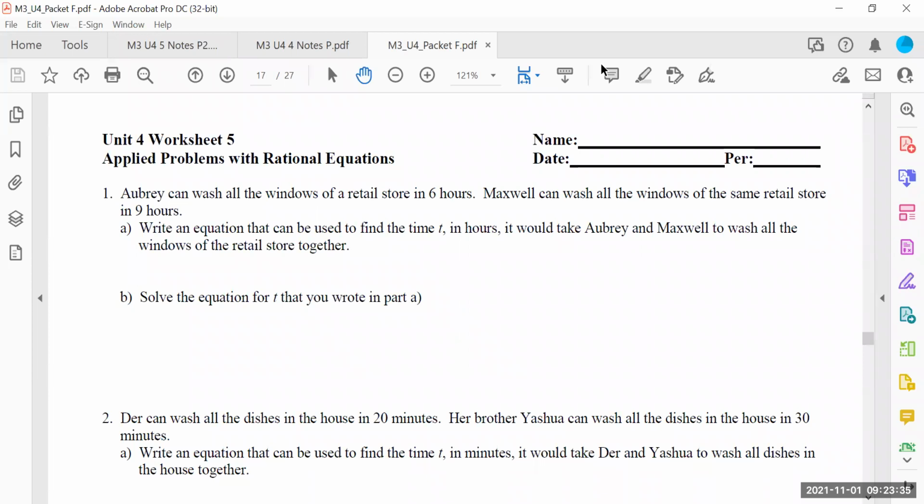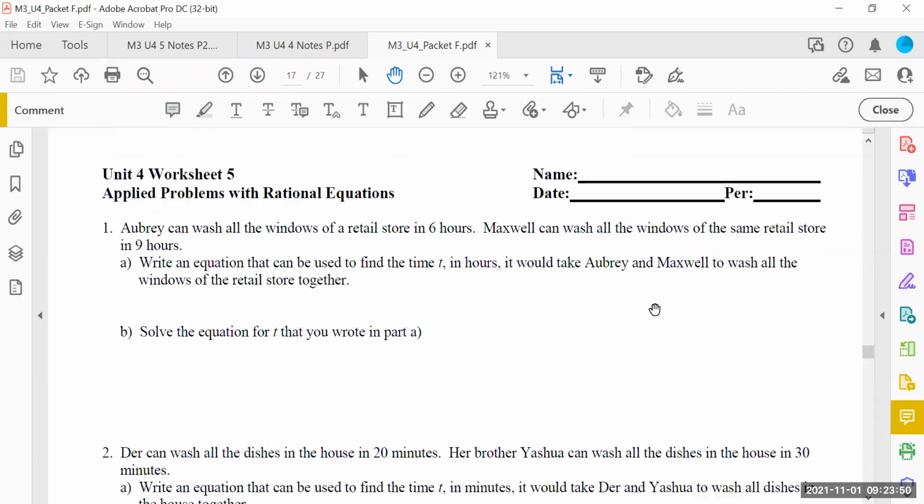First things first, let's set up our equation. Kiara, did you get your equation set up? 1 over 6. Oh, just a second. Let me get this going. There we go. 1 over 6 plus 1 over 9 equals 1 over x. That's perfect.